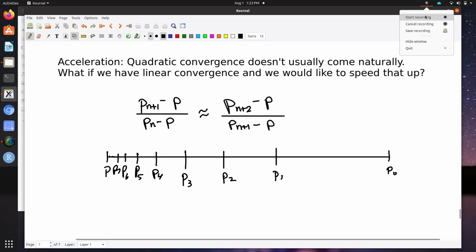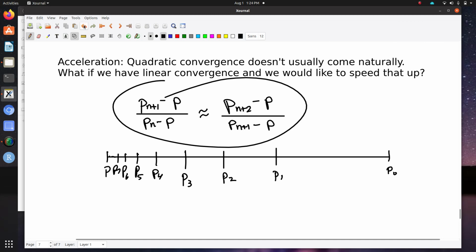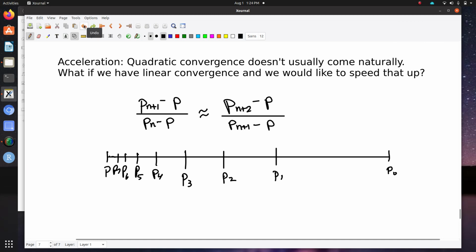There we go. Okay, so let's say we don't have quadratic convergence. We're kind of lucky because maybe we already have linear convergence and we just want to speed that up. So what that means, according to our definition, is this formula here is true. What does that mean? So I just wanted to give you a visual. We just talked about that, but I think it's worth repeating again.